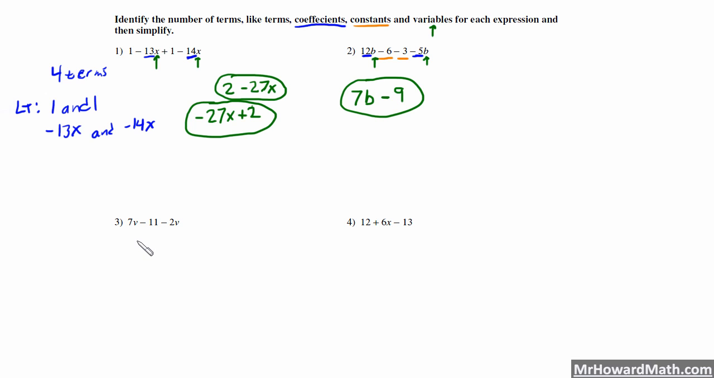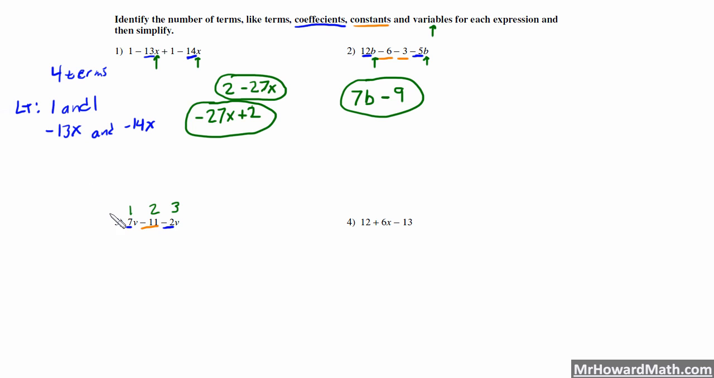All right, number 3, moving on. Terms, 1, 2, 3. 3 total terms. I'm going to label those above. 1, 2, 3. Okay? 3 total terms. Like terms, we have the 7v and the negative 2v. Those are like terms. And negative 11 is the only constant. Okay, now coefficients. We're going to underline those in blue. Coefficients, 7 and negative 2. Constants, negative 11. Right there.